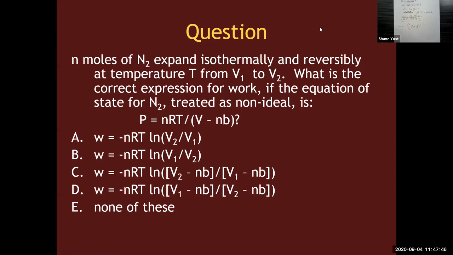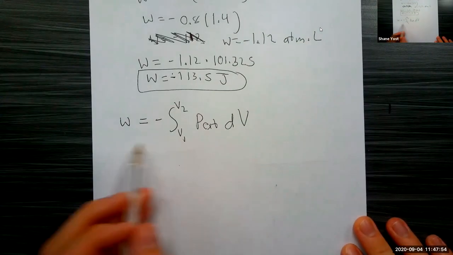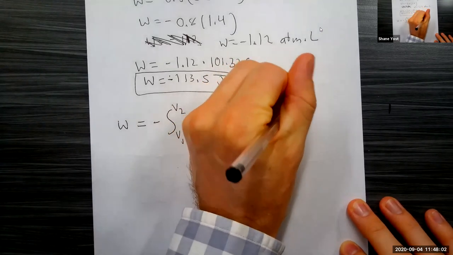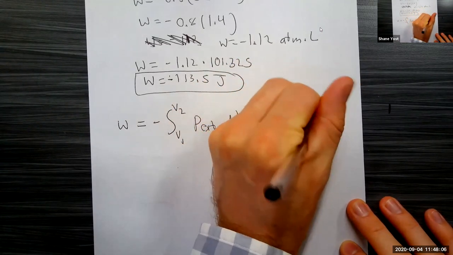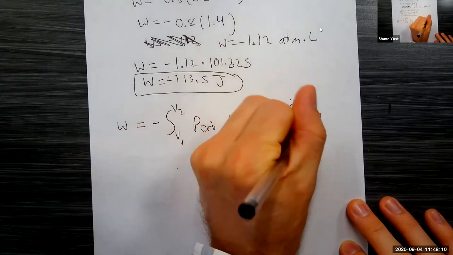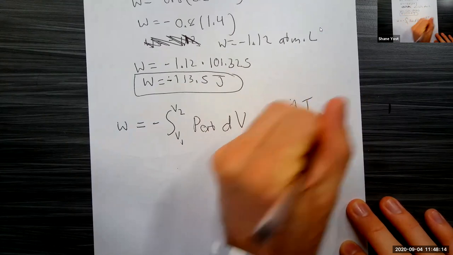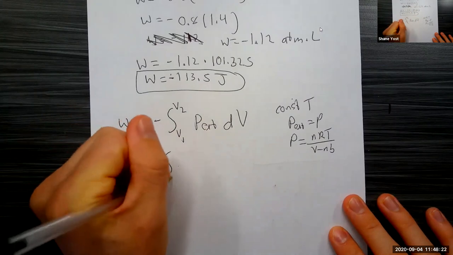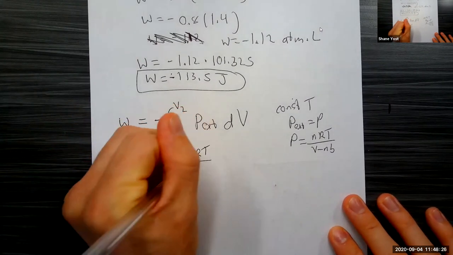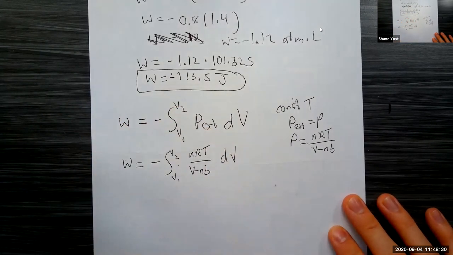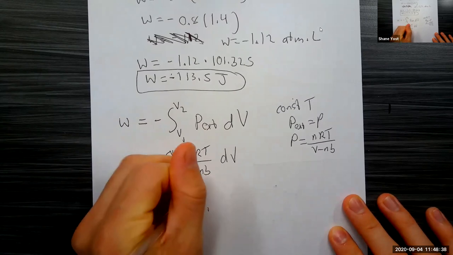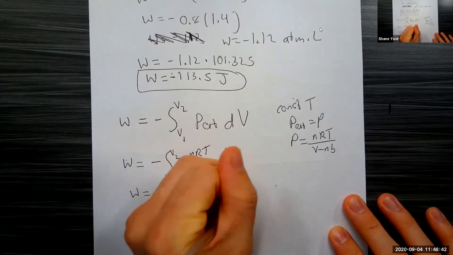So if we wanted to get this, right, what we need to solve is this. If I want to get the work for that gas, I need to solve this. I know it's done isothermally and reversibly, so that means I have a constant temperature and P external equals the pressure of my gas. And I know the pressure of my gas is nRT over V minus nb. And so this comes out to be work is equal to minus the integral from V1 to V2 of nRT over V minus nb dV. nRT is just a constant, so work equals minus nRT times the integral from V1 to V2 of 1 over V minus nb dV.